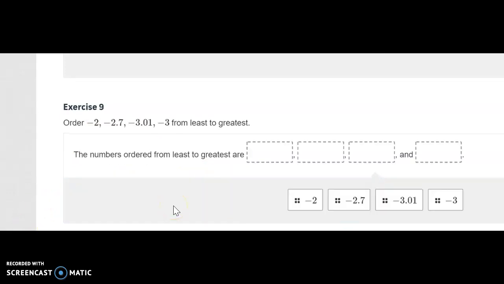Just remember, they're going to try to trick you, so just think opposite. So no matter what you're doing with negative numbers, just think of the opposite. Just think about how far it is from 0.